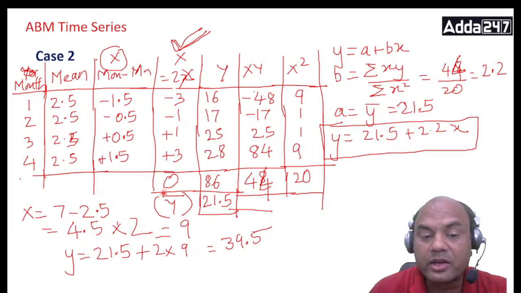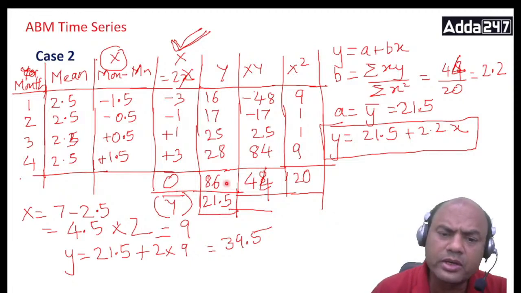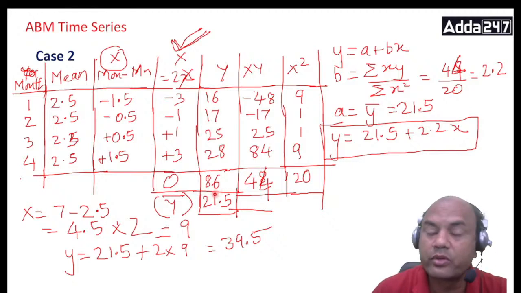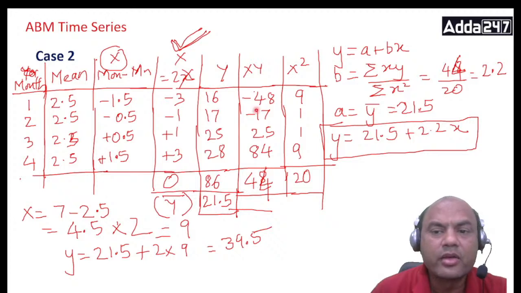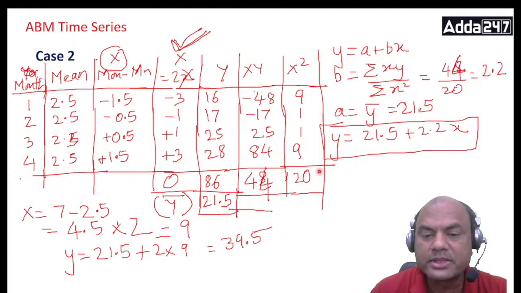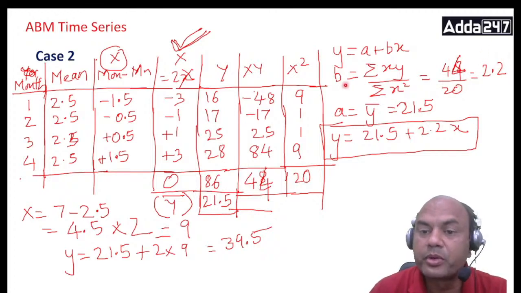So y bar you will require. We saw in our earlier problem, we require y bar. So 86 upon 4, you'll get 21.5. So y bar you have got now. Now find the equation: y equals a plus bx. What is b? B is summation xy upon summation x square. Summation xy you know is 44, summation x square is 20. So 44 upon 20 is 2.2. So b you have got.